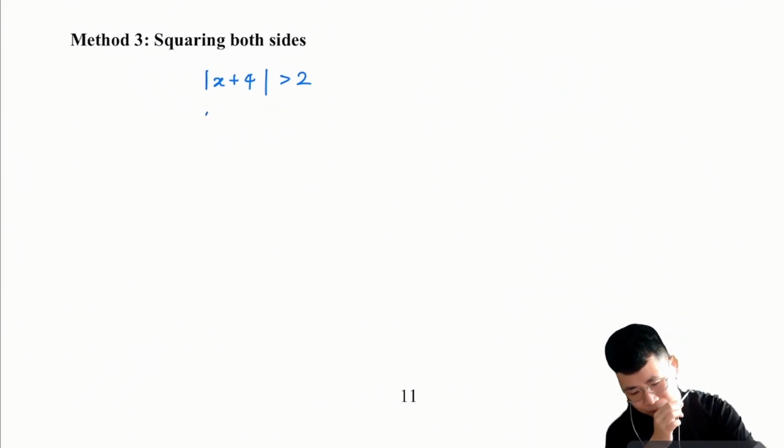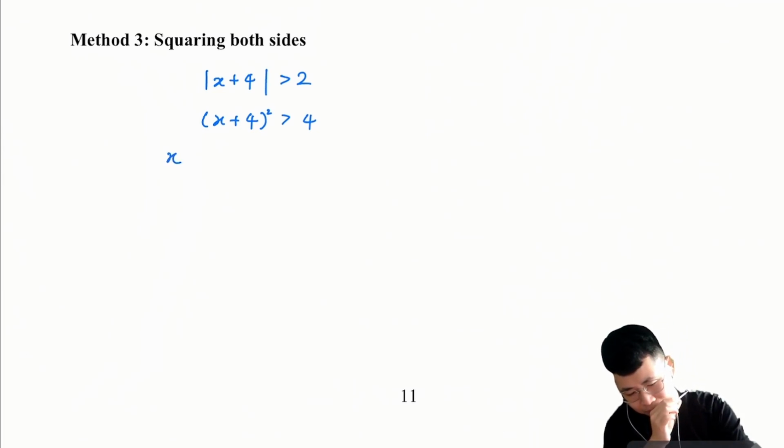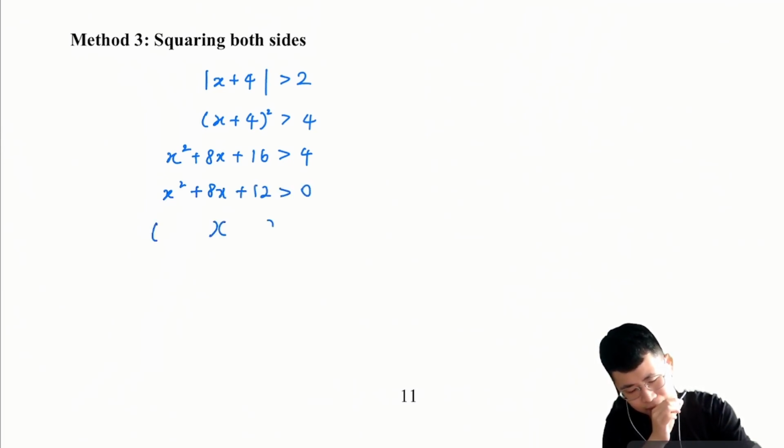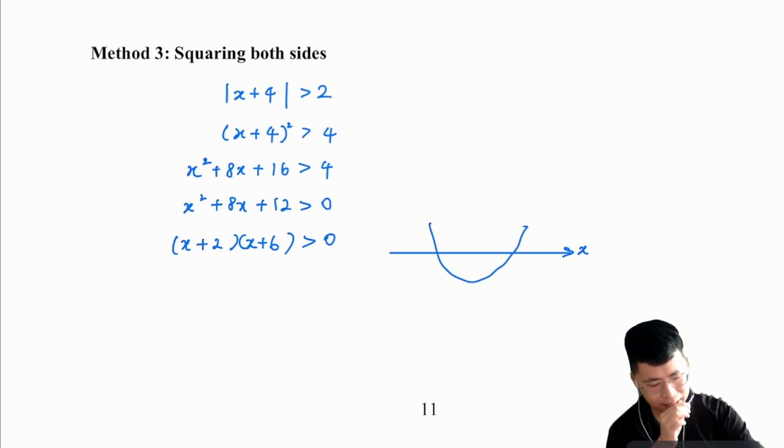Then if we were to square both sides, because the numbers on the left and the right are positive numbers, when we square them, the inequality remains the same. So then we will expand. Then we will bring everything to one side, like how we solve quadratic inequalities. It'd be like this. Okay, so the critical values are -6 and -2.